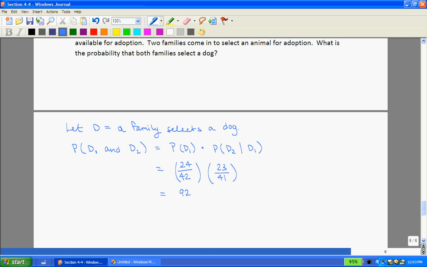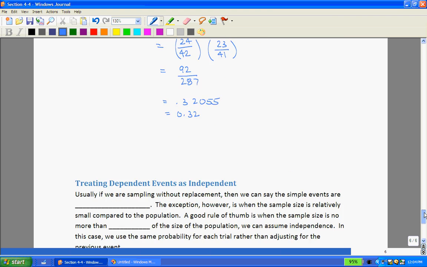In fraction form, I get 92 over 287, or as a decimal, 0.32055, and rounded to two places, that would be 0.32. Okay.